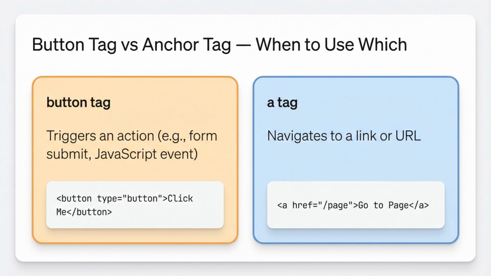This distinction between button and anchor tags trips up a lot of beginners, so it's worth spending a moment on it. Use the button tag when the click triggers something on the page, like calling a JavaScript function or submitting a form. Use the anchor tag when the click takes the user somewhere, a different page, a section on the same page, or an external URL. The visual design of both can look exactly the same, but choosing the right tag is important for semantic correctness.